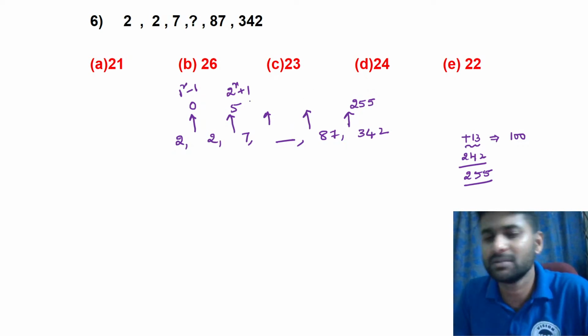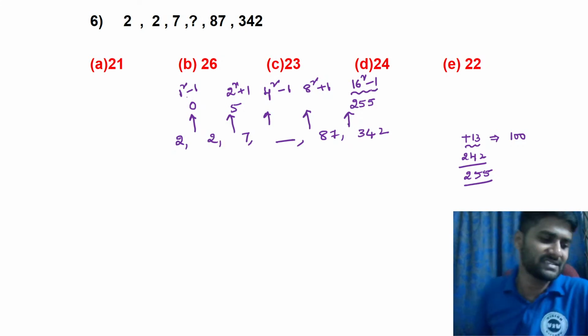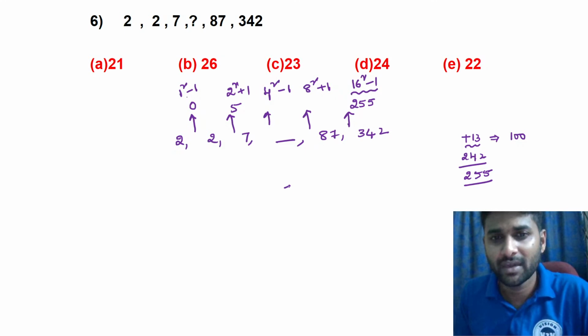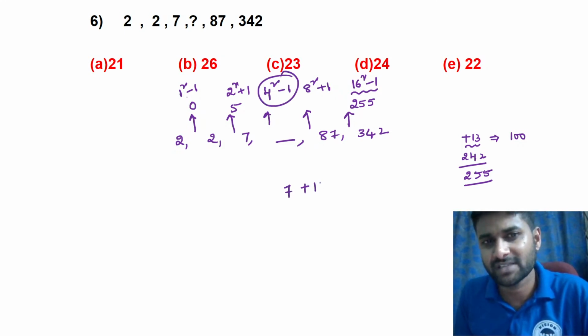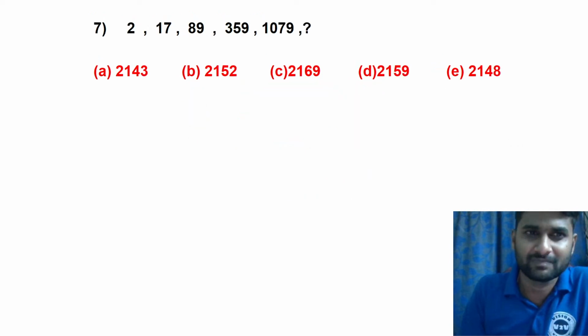Then I just double the number. 1, 2, double number is 4. 4 square minus 1. And the next number is 8 square plus 1. And the next number is 16 square minus 1. Then we can understand that 16 square is equal to 256 minus 1 is equal to 255. Now, we are going to add 7 plus 4 square minus 1 is equal to 15 units. Now, the resultant becomes 22. 22 is the correct answer.